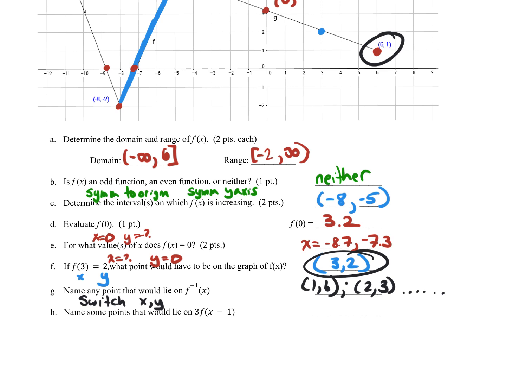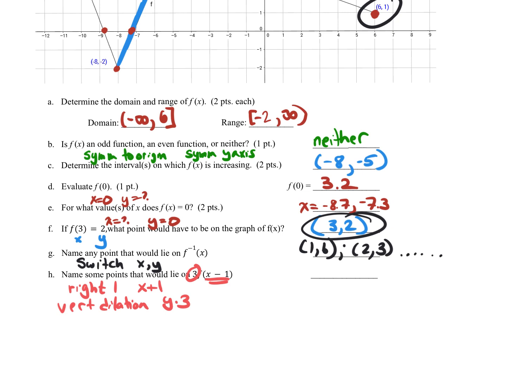Now, H talks about transformations. Name some points that would lie on 3 times f of x minus 1 plus 1. Now, I don't really love the way this question is worded, but I put it on here because this is the way the college likes to word their questions about transformations. Remember, inside is going to shift left and right, so this is going to shift right by 1. So the x's will add 1. And then the 3 outside is going to be a vertical dilation. We're multiplying on the outside, so the y's will get multiplied by 3. So all I have to do is take any point, add 1 to the x, and multiply the y by 3.